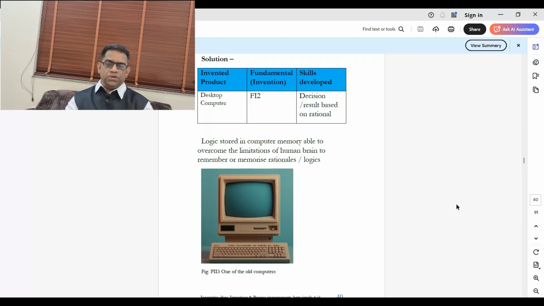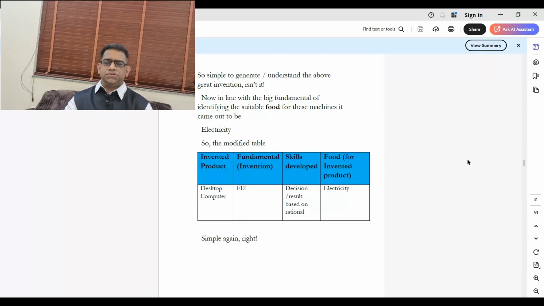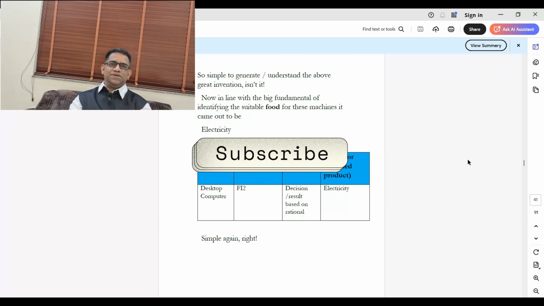Okay, so simple to generate, understand the above great invention, isn't it? And now, in line with the big fundamental of identifying the suitable food for this machine, it came out to be again electricity. Okay, good. So the modified table: you can see what was the invented product, desktop computer. Fundamental FI2, skills, based on which it was inspired by the human: decision or result based on rational, executing logic. And food for the invented product: electricity. Simple again, right? Okay, fine.